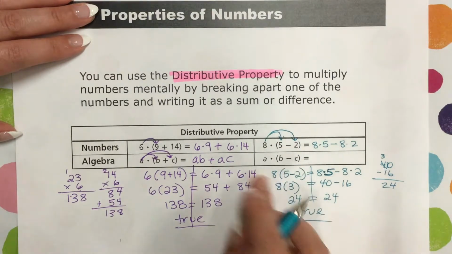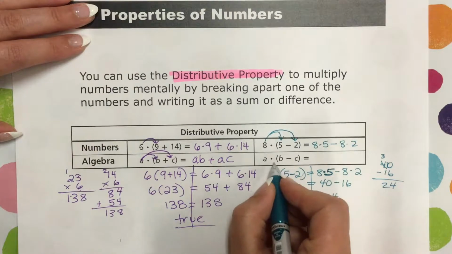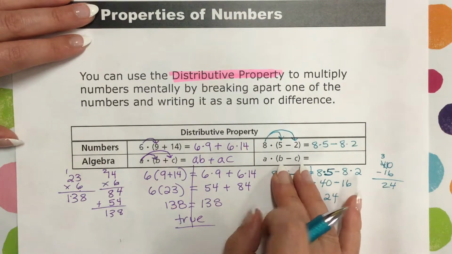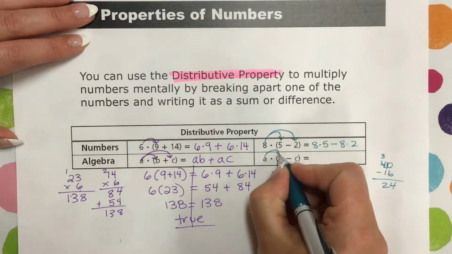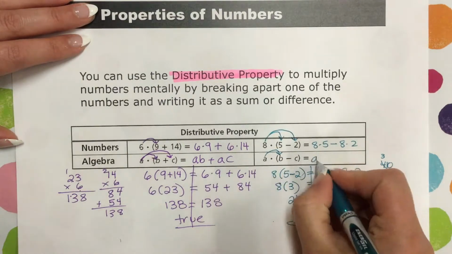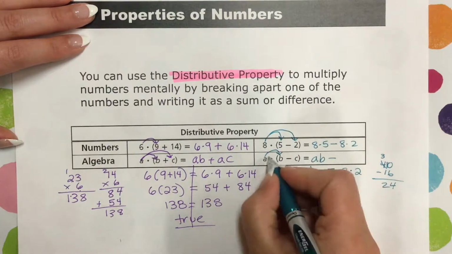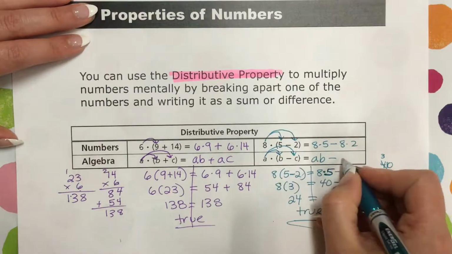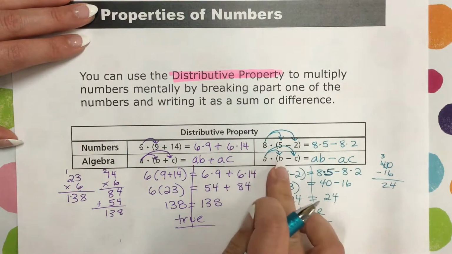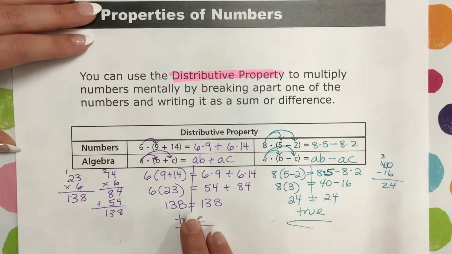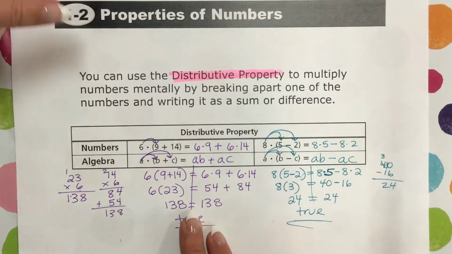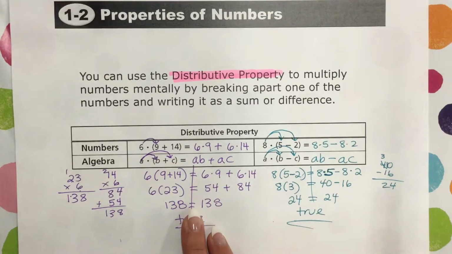So let's go ahead and do it here algebraically. So we have A multiplied by the quantity B minus C. So we're going to distribute that A there to the B. So we have AB minus A times C. So you just go ahead and distribute that A to both things. All right, let's go ahead and see a problem.